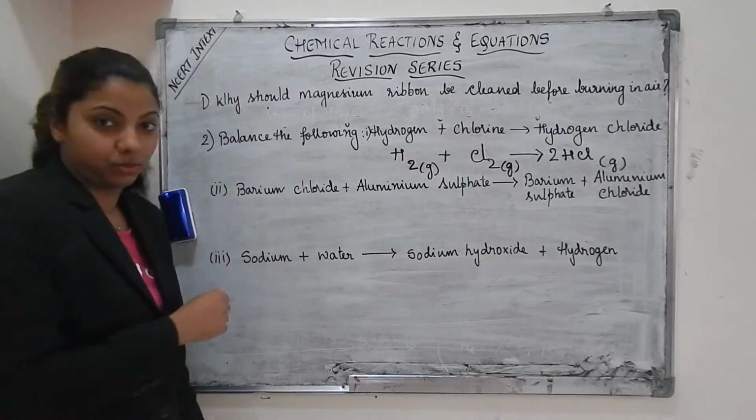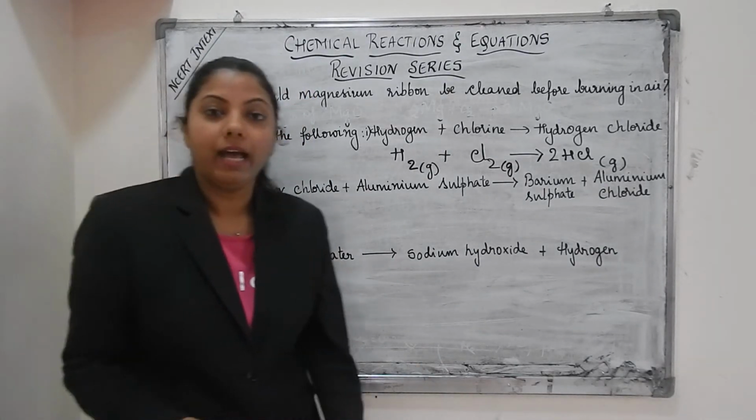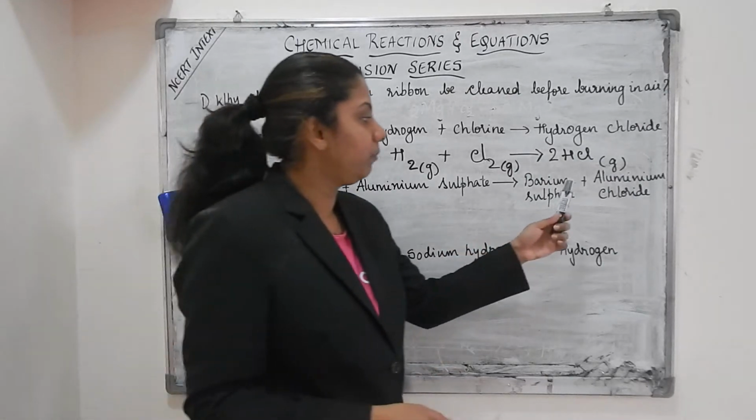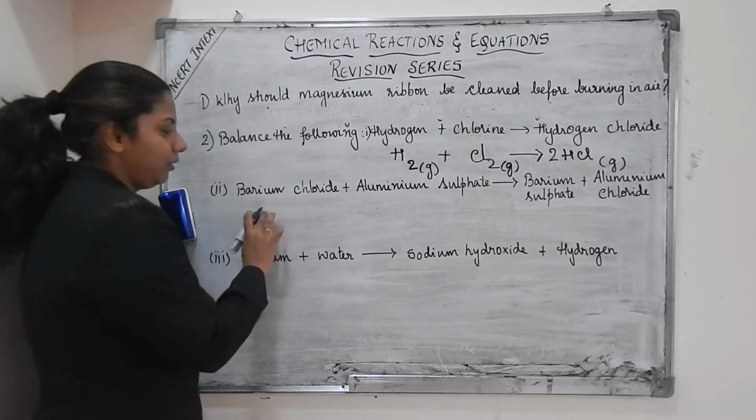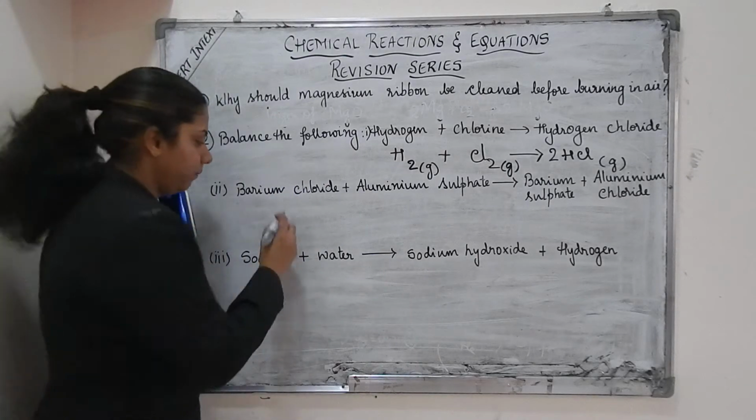Coming to the next question now. Barium chloride, aluminium sulfate, giving barium sulfate and aluminium chloride. Okay, simple. What is this barium chloride?